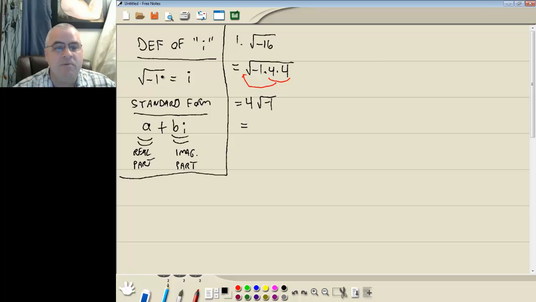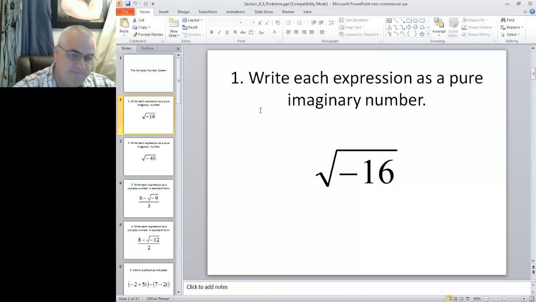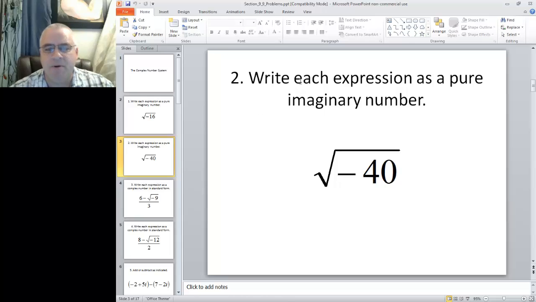And we just said that the square root of -1 gives us an i. So that gives us 4i. Basically, a negative inside of your square root just comes out in front as an i. You can think of it that way. You don't have to actually show that step each time. Let's take a look at another problem.